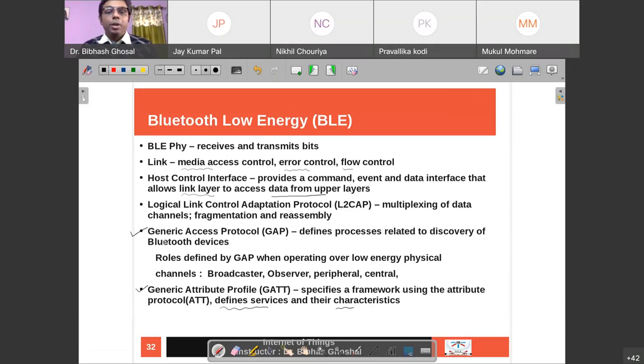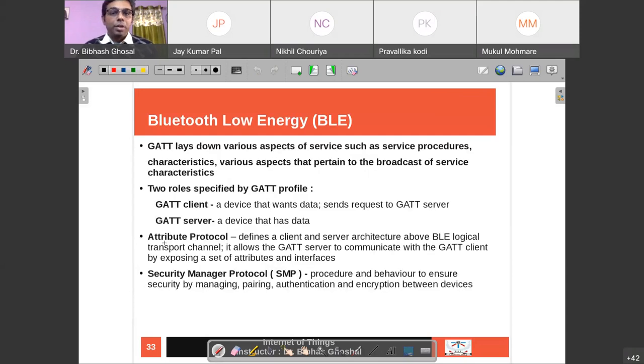And the attribute profile will tell what kind of services will be used. So overall, this is the improvement on the Bluetooth standard, which is specifically for low energy and heavily used today in different IoT devices. As you all know, it's primarily for communication among devices and between devices and the internet.